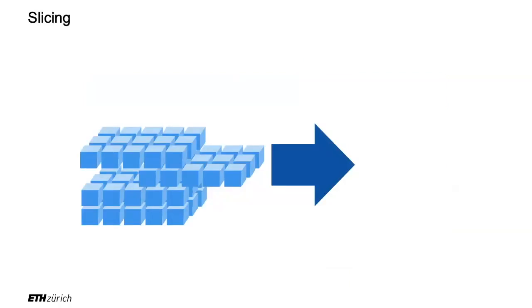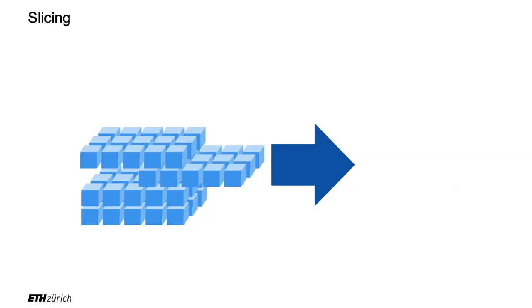But let's start with something even simpler, the notion of slicing. So you know that in the relational algebra, you can select, you can project, you can group, you can sort, you can rename, and so on and so on. With cubes, the first thing that you can do is slice. You can slice a cube.